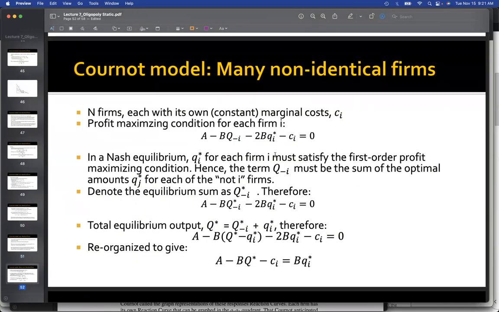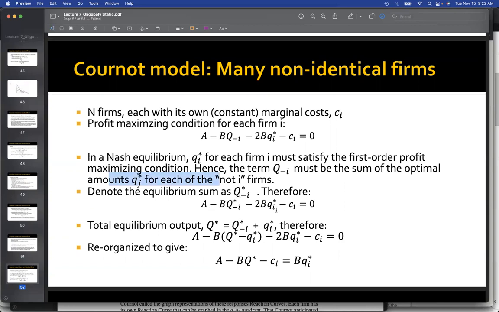Okay. Our final topic is this. What happens if there are many not identical firms? Similar to before, madali lang yan. Okay? Because what we're trying to do here is to write it out the following way. A minus B Q not I, which is output of everyone else, minus 2 times B Q star, which is the thing we're trying to find. Now, Q not I is the sum of the optimal amounts QJ star for each of the not I firms. So again, naghahanap tayo ng best response.